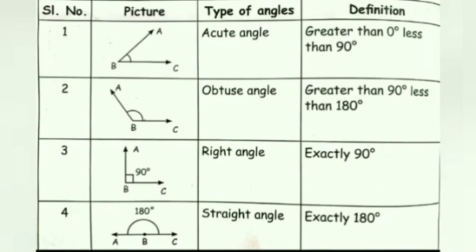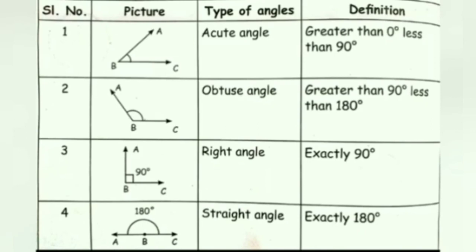Children, let's recap today's class. Angles. First one is acute angle. Here the angle is greater than 0 degree and less than 90 degree. Second one is obtuse angle. Here the angle is greater than 90 degree and less than 180 degree.